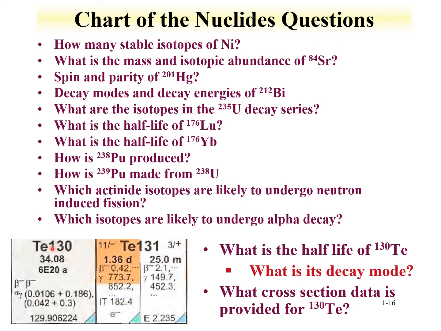If I look at this, let's see, it's gray. That usually means it's stable, but it's actually extremely long-lived. It's 6 times 10 to the 20th years. And what cross-section data is provided for tellurium-130?